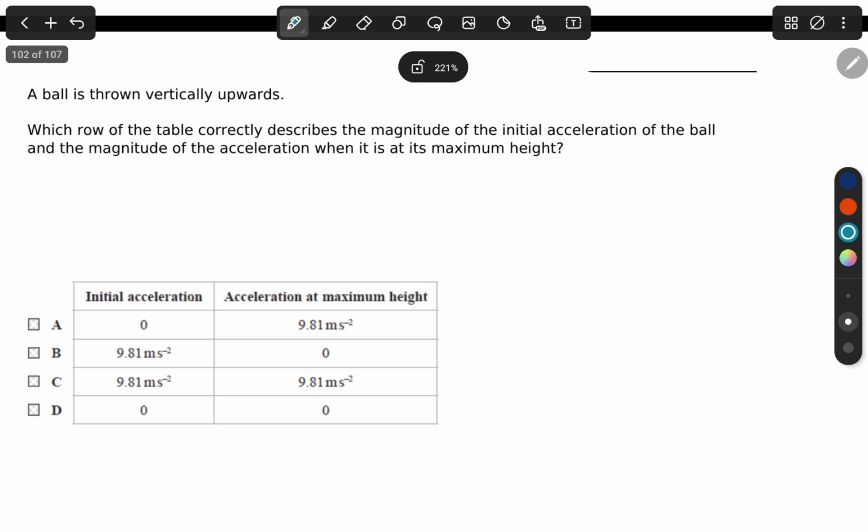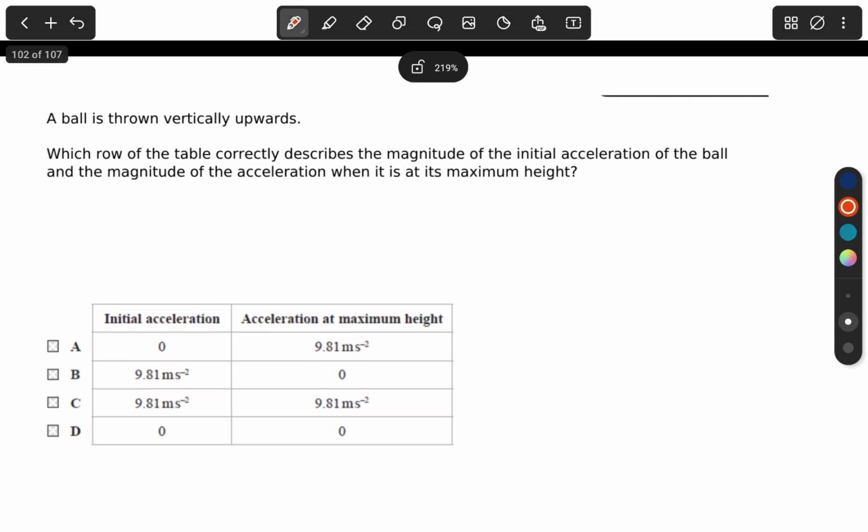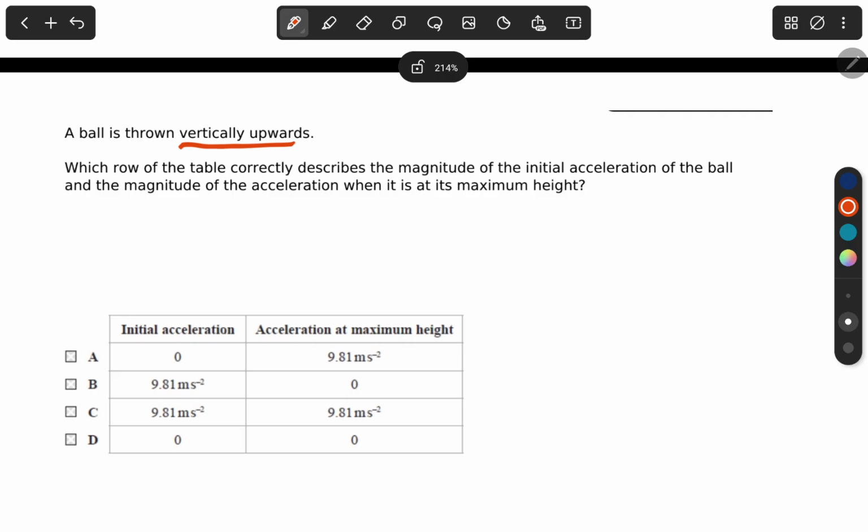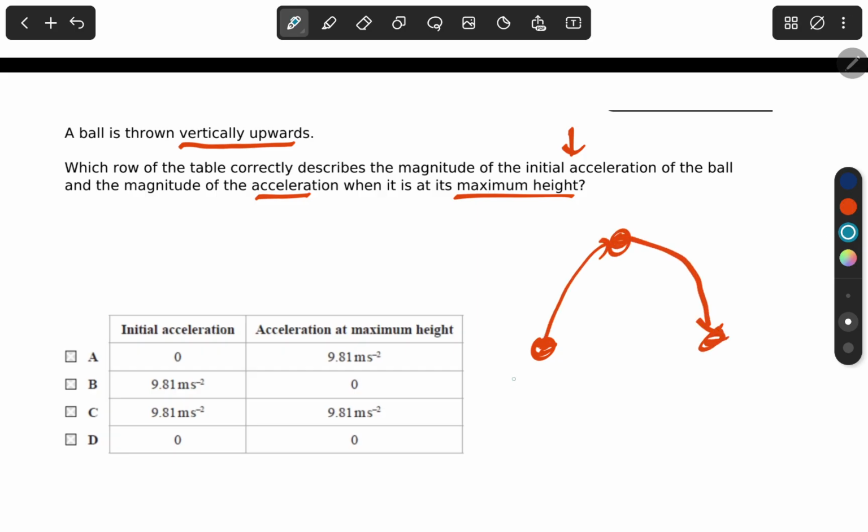Okay, so here's a past paper question. It says a ball is thrown vertically upwards. You can pause and do it. Which row of the table correctly describes the magnitude of the initial acceleration of the ball and the magnitude of acceleration when it's at max height? So we have a ball and it's thrown vertically upwards and then it comes back down, right? So they say, what is the acceleration value here? What is the acceleration value here?